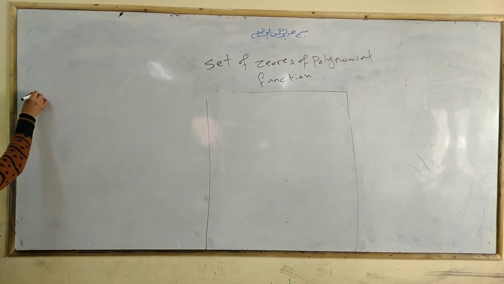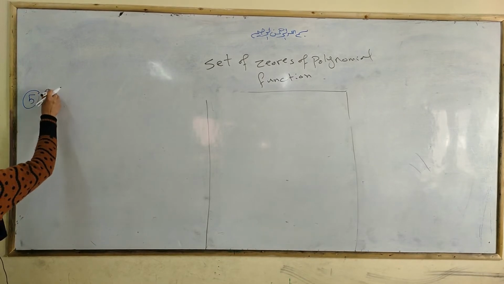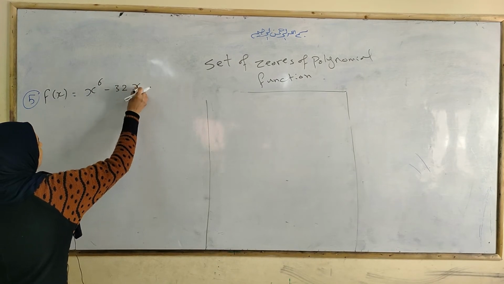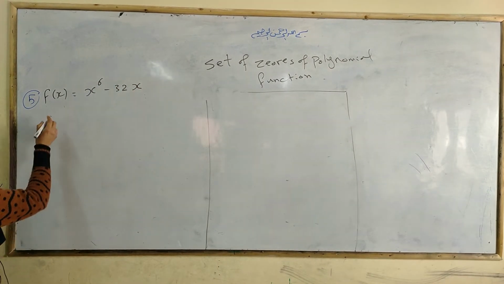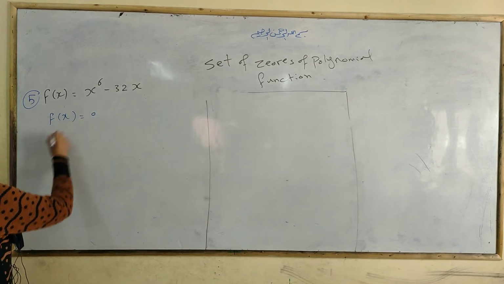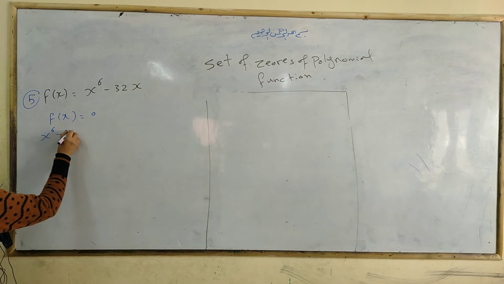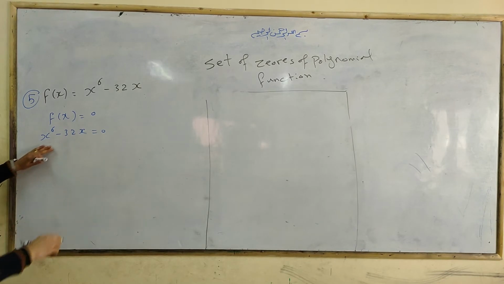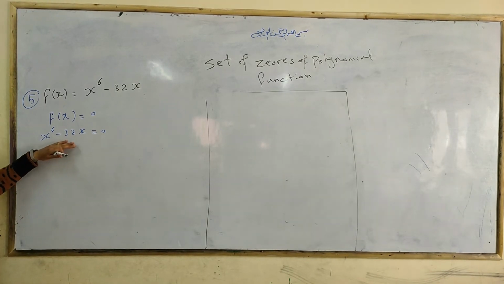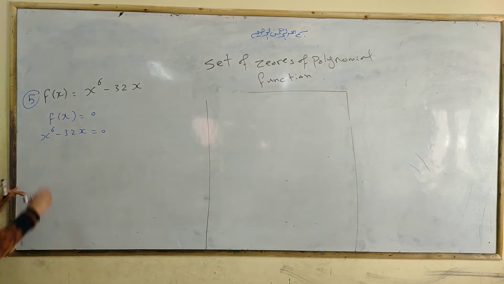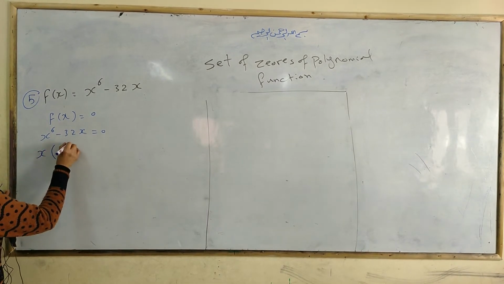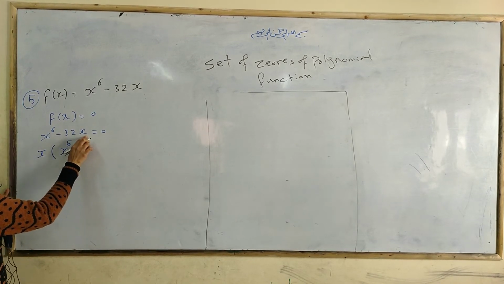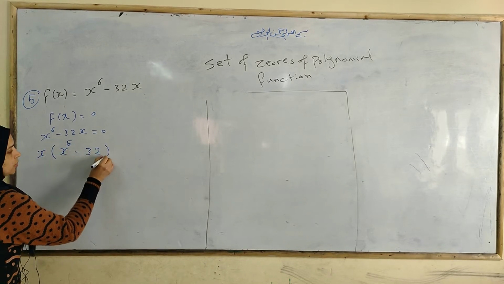Number 5, f of x equals x power 6 minus 32x. We must put f of x equals 0. X power 6 minus 32x equals 0. This function must be factorized. We must take x as a common factor, x with the smaller power. X power 6 divided by x equals x power 5. Negative 32x divided by x equals negative 32.